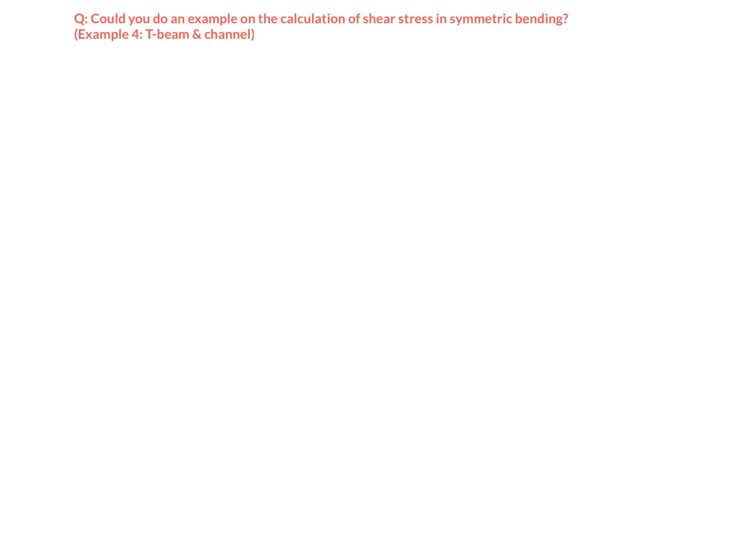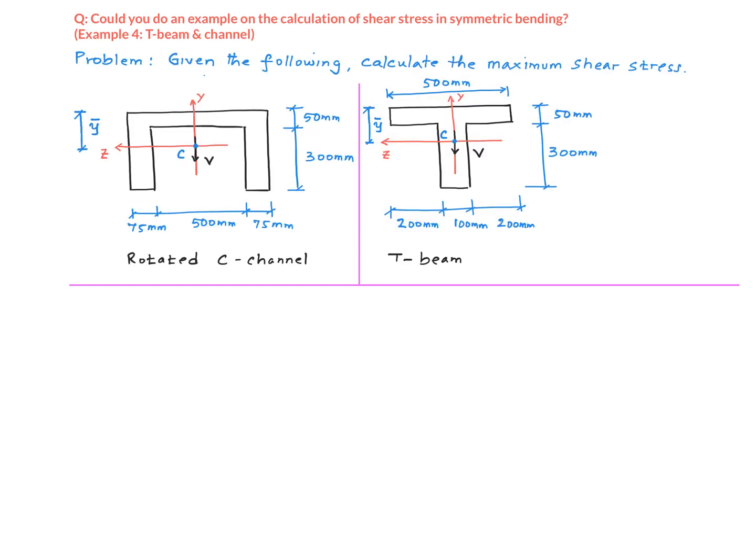The question here is, could you do an example on the calculation of the shear stress in symmetric bending? I'm going to show you how to do this for two different cross sections. One is a T-beam, the other is a sort of a rotated channel. Here are the two sections that I have chosen. Here's the rotated C channel, and here is the T-beam.